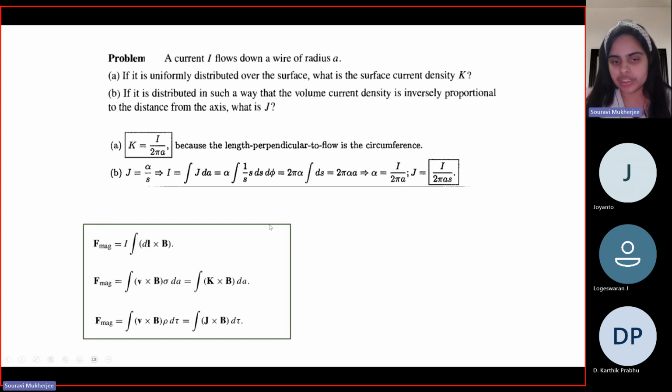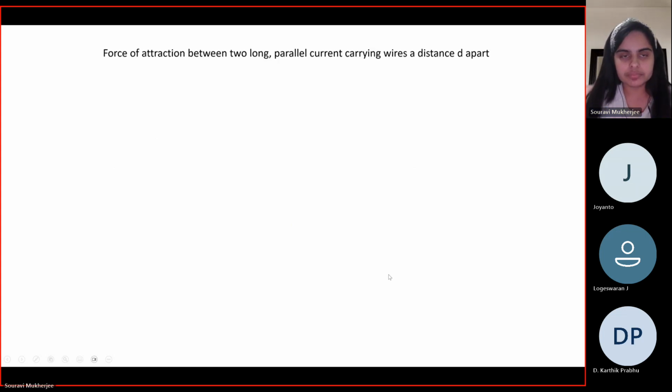And these are the few relations we just discussed. Now, talking about force of attractions. Here we saw that when you have two wires, the field due to one wire exerts a force on the second wire, right?